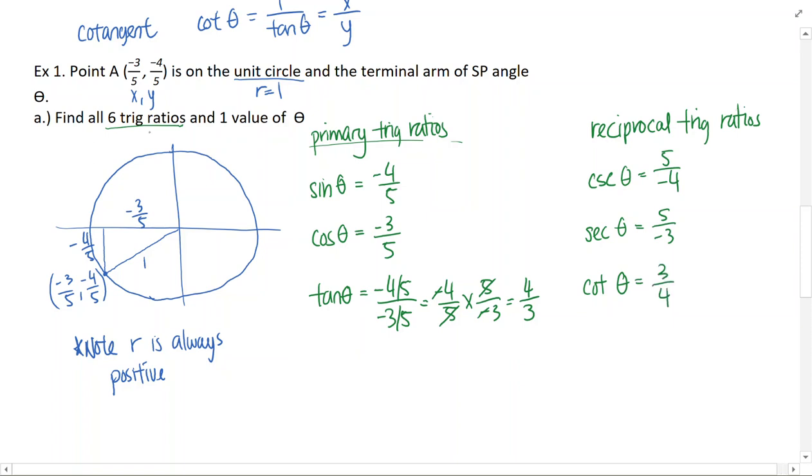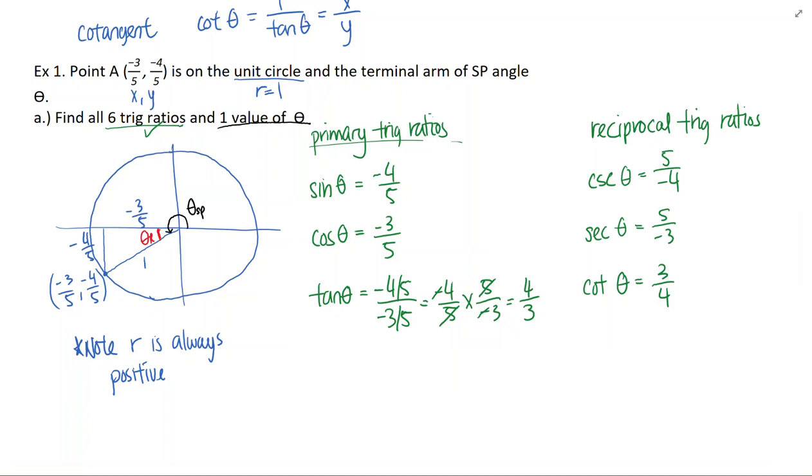So now we've got the trig ratios done. Cool. Next, we need to find one value of theta. We know the angle from standard position: start from the initial arm and go all the way around. But to find that, we first need to find our reference angle right here. This is our reference angle, whereas the black part is the standard position angle. So we need to find our reference angle first.